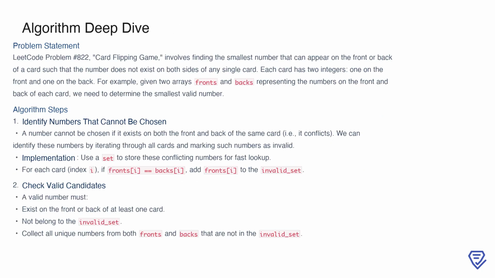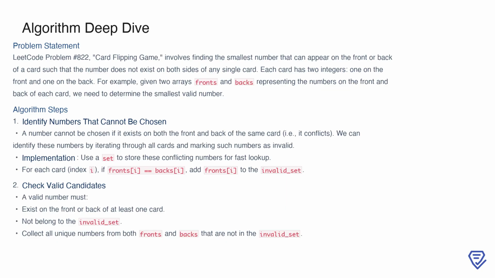In this problem, we are tasked with finding the smallest number that can appear on either the front or back of a card, provided that the number does not exist on both sides of any single card. To solve this, we will be working with two arrays, fronts and backs, which represent the numbers on the front and back of each card.